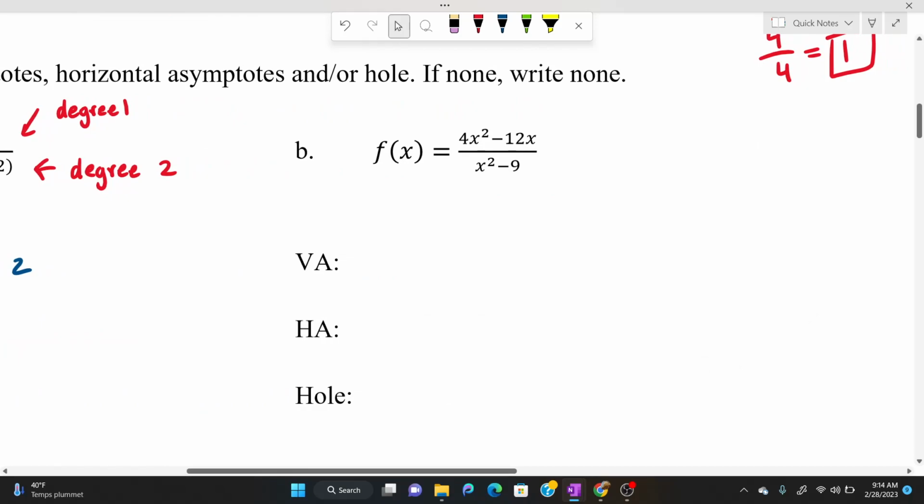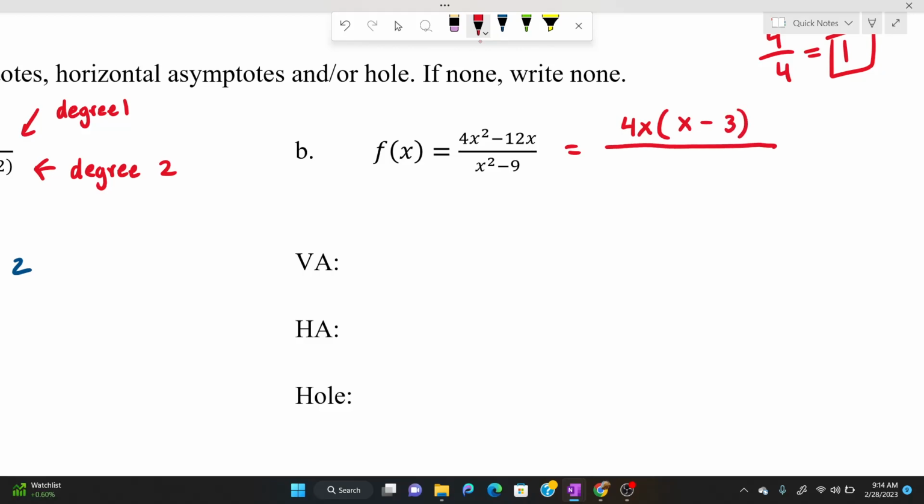Okay, now I have a little bit more of a challenging one. I have to factor this. If you see here in the top, this is a GCF of 4x, and then I would have x minus 3, and that would be over, this is a difference of 2 squares. So we've seen this many times. This will factor to x plus 3 times x minus 3.